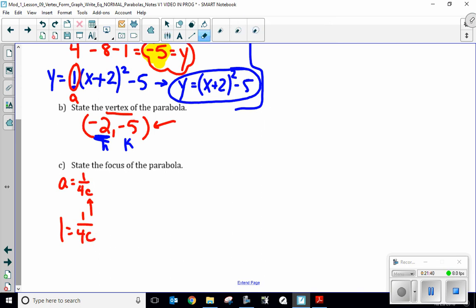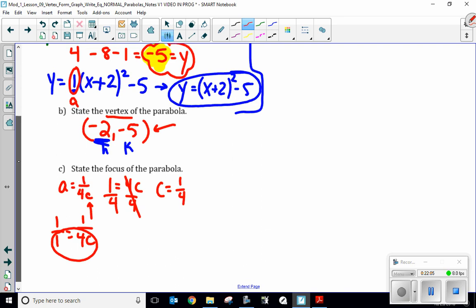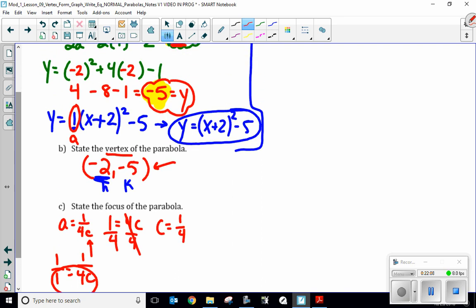If I have a 1, that's the same thing as saying 1 over 1. So all I got to do is set these two equal. 1 equals 4c. If I divide by 4, my c value is actually 1/4. That means my focus is 1/4 away from my vertex. But is it up or is it down? Well, my parabola is positive, so it opens up. So if my vertex is here, my focus needs to be above it. So I'm going to add 1/4. My c is a positive 1/4 anyways.